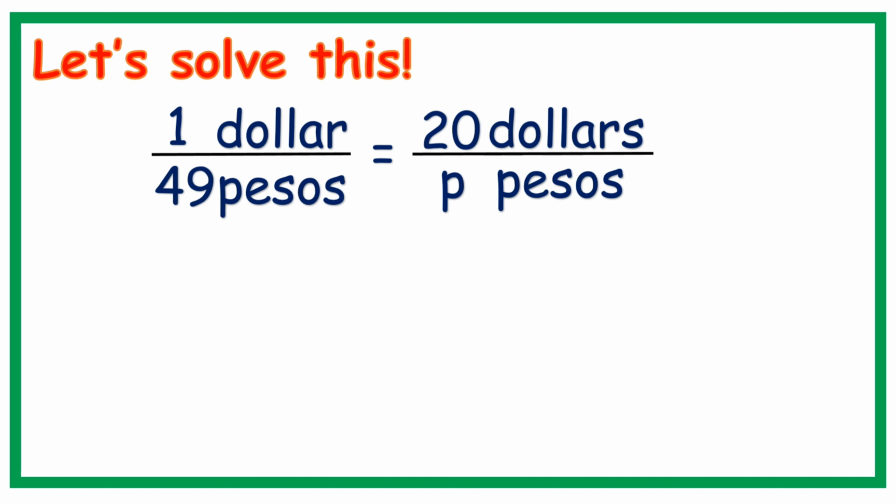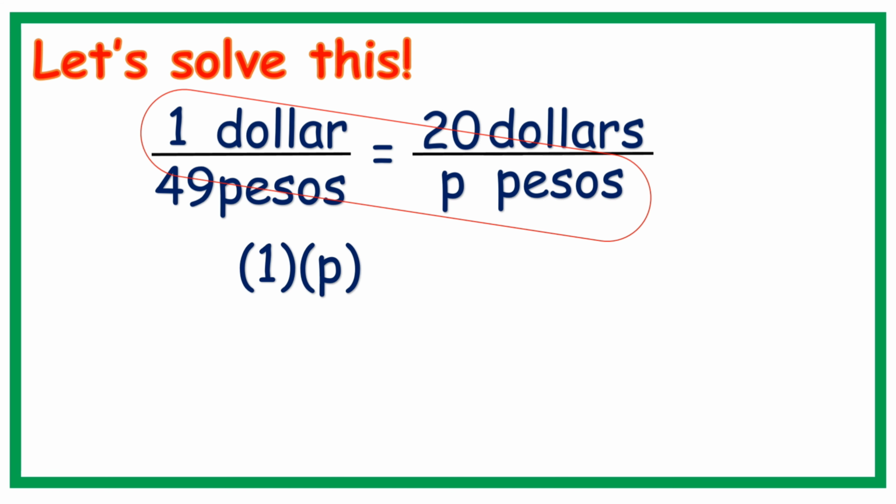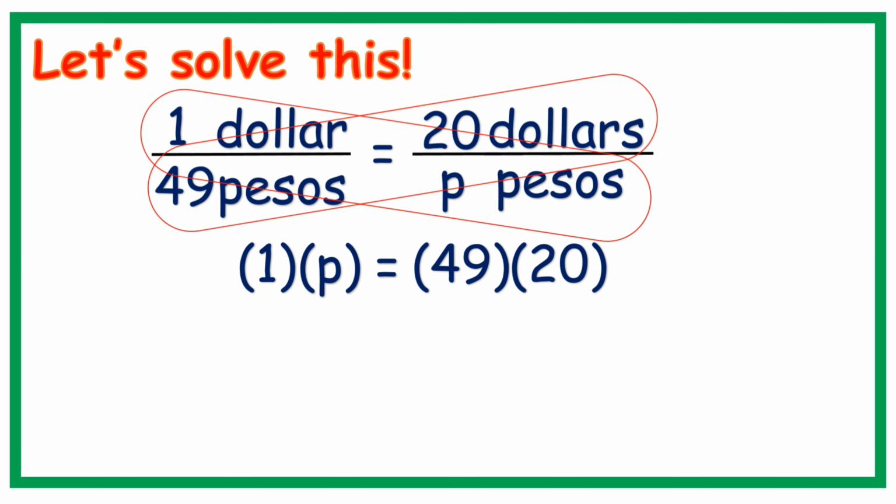Yes, you got it. We are going to use the cross multiplication guide, okay? Just like that. So 1 times P, and the other side, 49 times 20. Okay, see? Very easy, right? Then, let's just solve this. 1 times P, the answer is 1P, or let's simply write it P. And copy the equal sign.